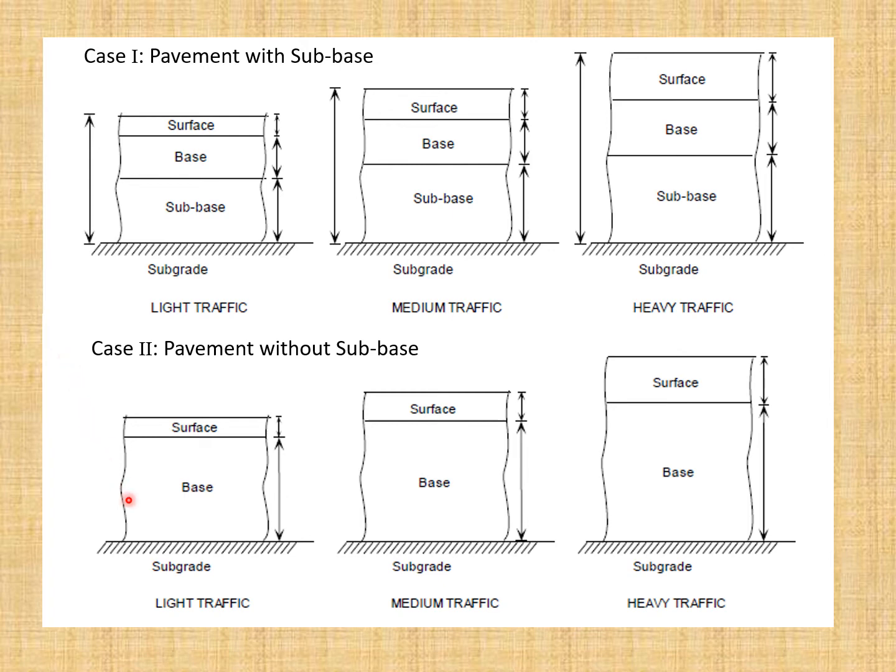So here you can see the light traffic case, base, and above that just surface. Here this is the medium traffic, so obviously base thickness is more, surface thickness also more, and in the case of heavy traffic you can see further increase in the base thickness and further increase in the thickness of surface. Same thing can be seen over here. You are having minimum thickness of the pavement in the case of low traffic and the maximum thickness in the case of heavy traffic.